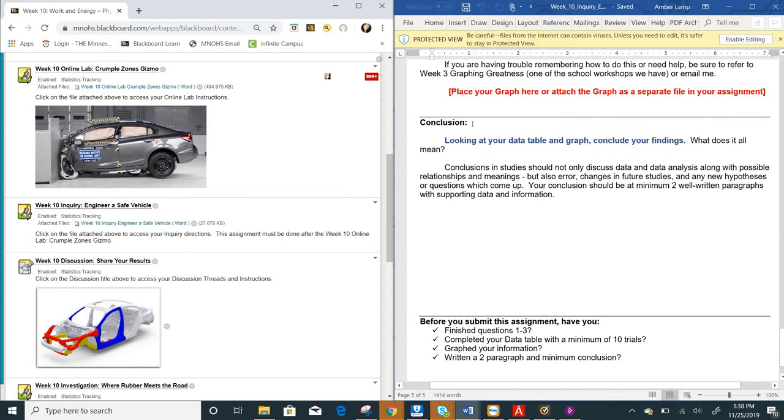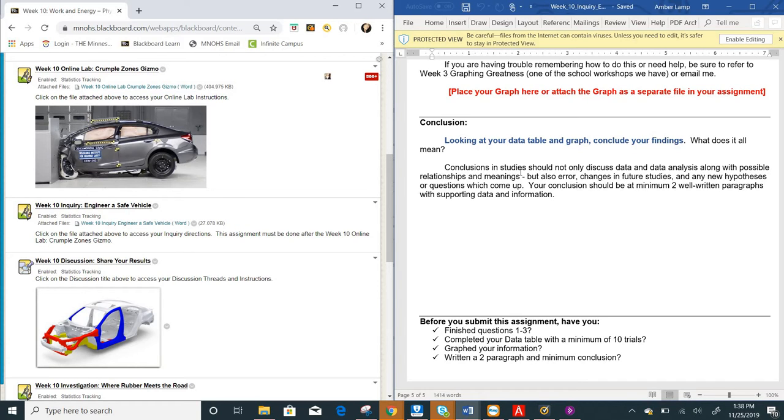Now, the conclusion is very important. I'm looking for in-depth answers. You need to be looking at your data table and your graph table, and make sure that you're writing down what trends you see between your independent and dependent variable. You can also talk about your constants here.